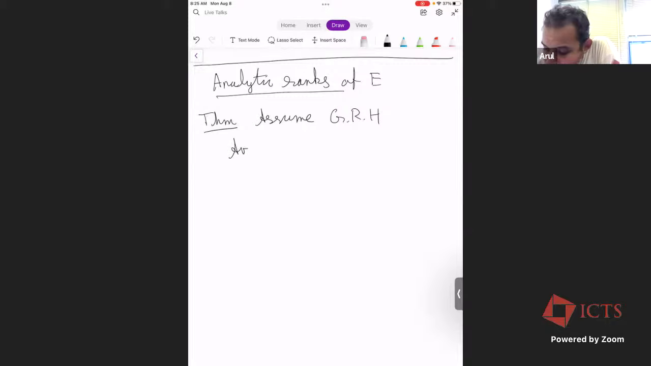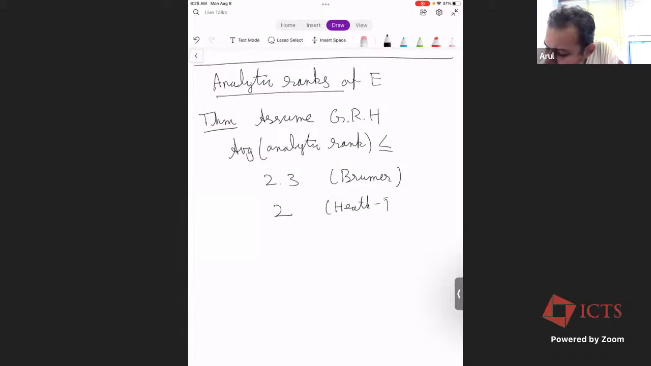Then the average value of the analytic rank has been bounded. And remember, just like the algebraic rank, we expect the average analytic rank to be one half, but it's only proved to be less than or equal to some bound. So it was successively bounded by works of Brumer, Heath-Brown, and Young. Brumer proved that it was bounded by 2.3. Heath-Brown improved this bound to 2. And finally, Young improved this bound to 25 divided by 14, which is around 1.79.